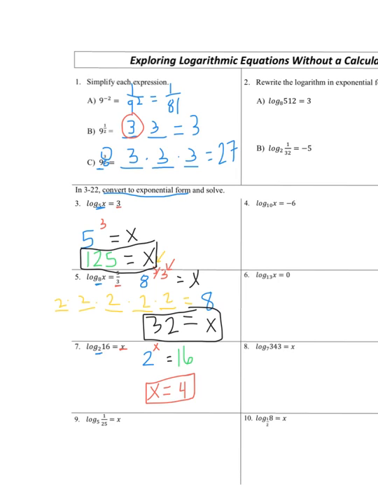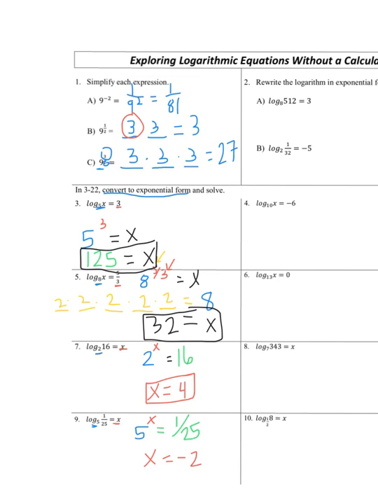For number 9, our base is 5. So we have 5 to the exponent x equals 1 over 25. So 5 to what exponent is 1 over 25? And that is negative 2.